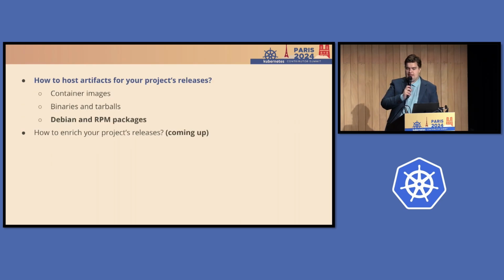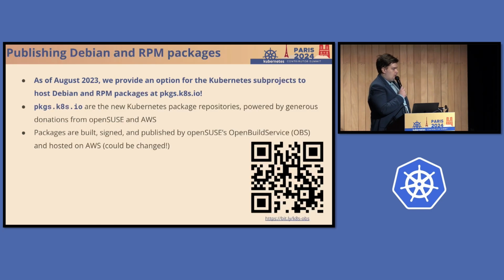Now we are down to Debian and RPM packages. As of August 2023, not so long ago, we provide an option for the Kubernetes subprojects to host Debian and RPM packages at packages.k8s.io. Before, this had been strictly limited to the core Kubernetes releases, where we use the Google repos, but now we have this possibility, and we are opening that to all the subprojects.